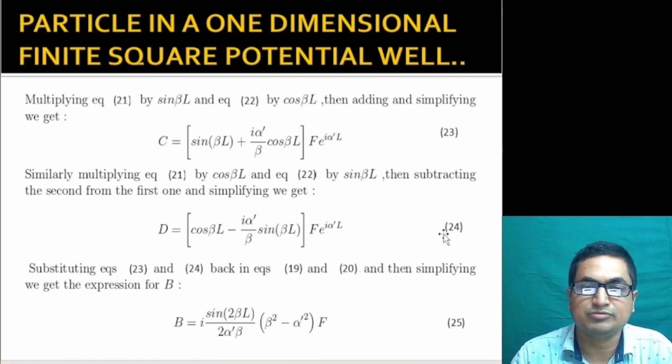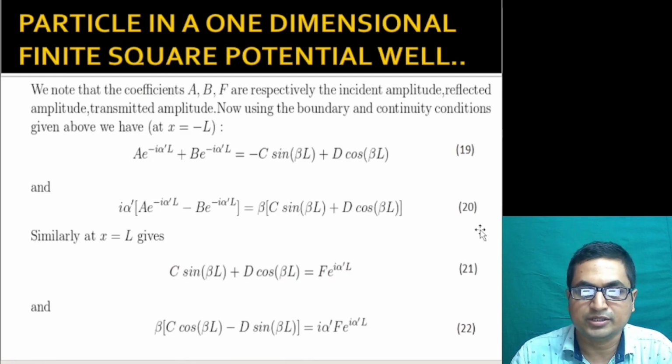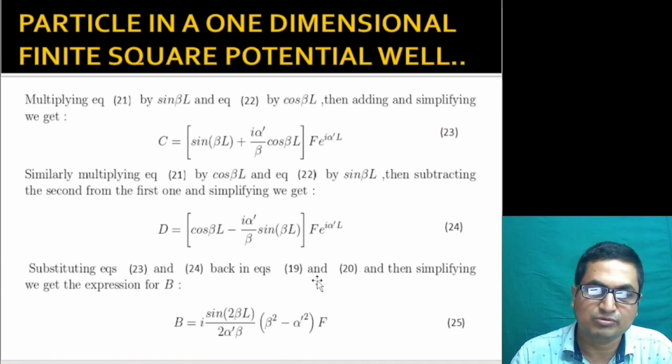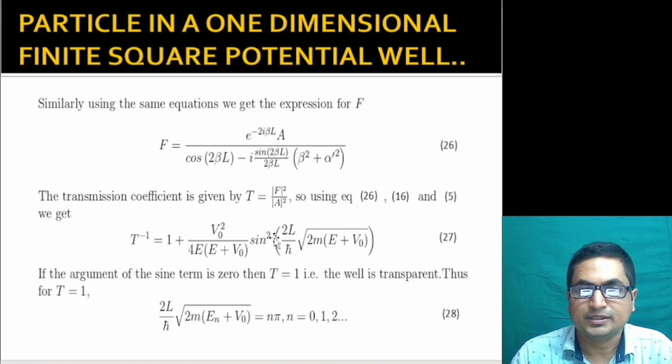We use 23 and 24 in equations 19 and 20, where in 19 and 20 we see that A and B are connected, and we are trying to drop off these B terms, or sorry, A terms in terms of C and D as obtained from 23 and 24. So we have an expression for B here, and the same way we get an expression for F in terms of A here, given by equation 26.